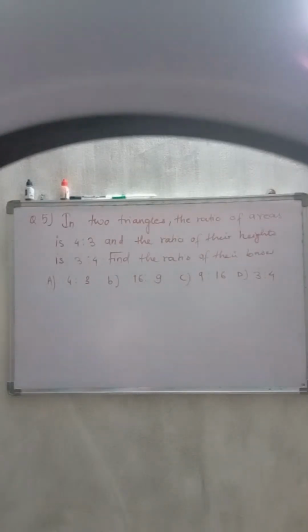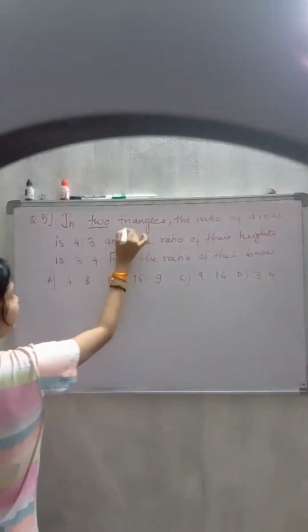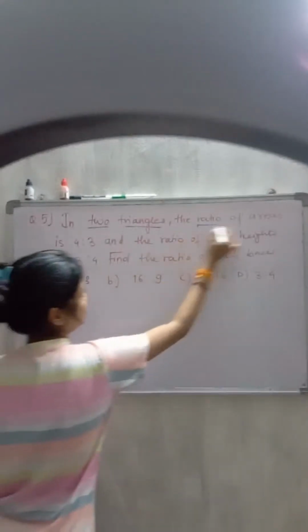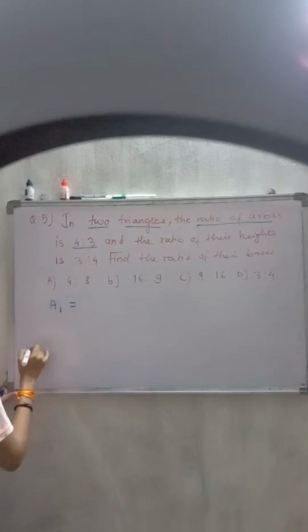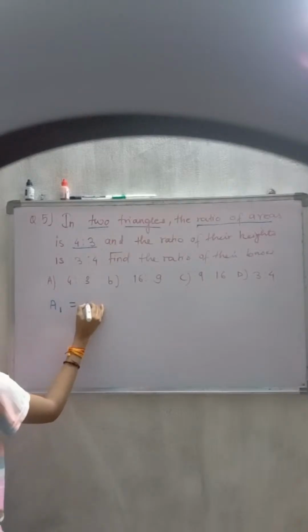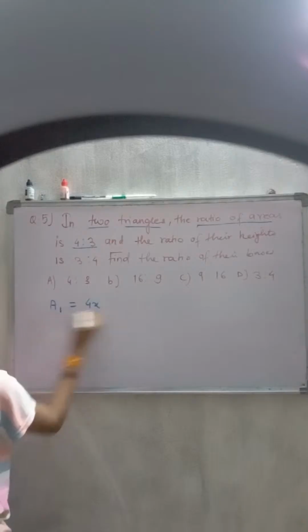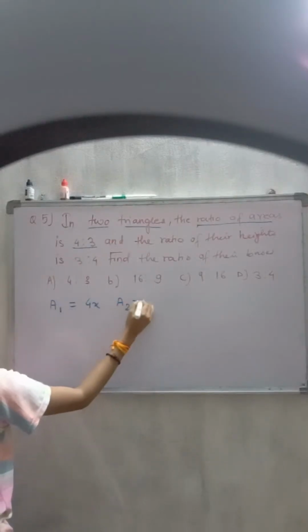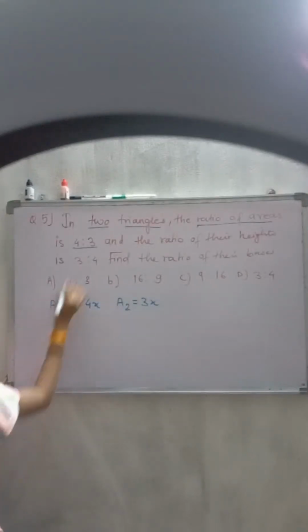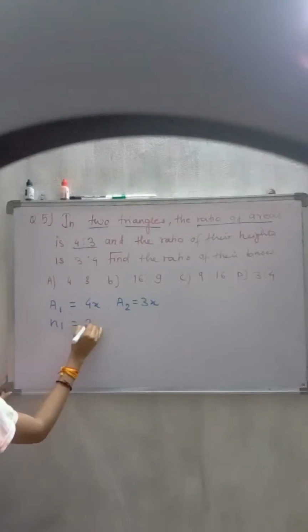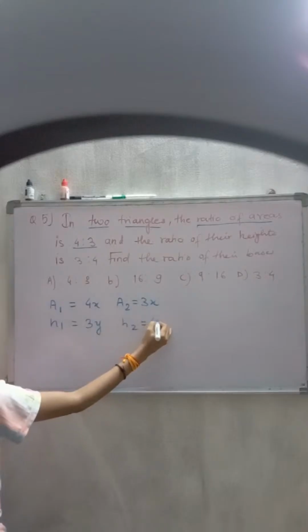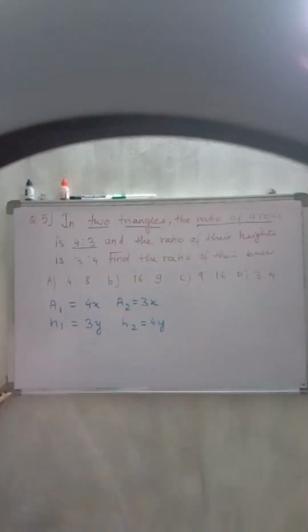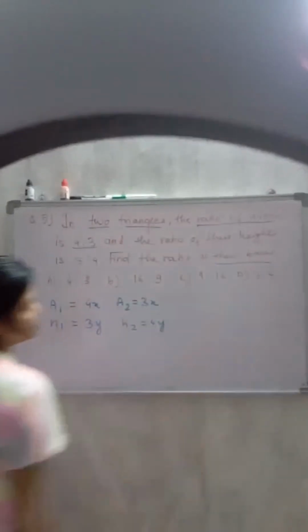So we have given two triangles and the ratio of their area. Let's say the area of the first triangle is 4x and the area of the second triangle will be 3x, and the ratio of their heights. Let's say the height of the first triangle will be 3y and the height of the second triangle will be 4y. We want the ratio of their bases.